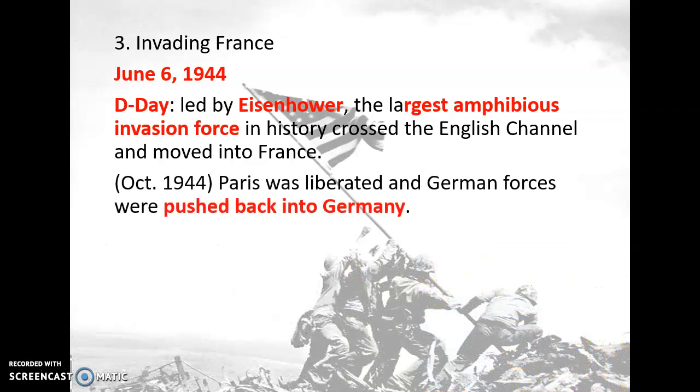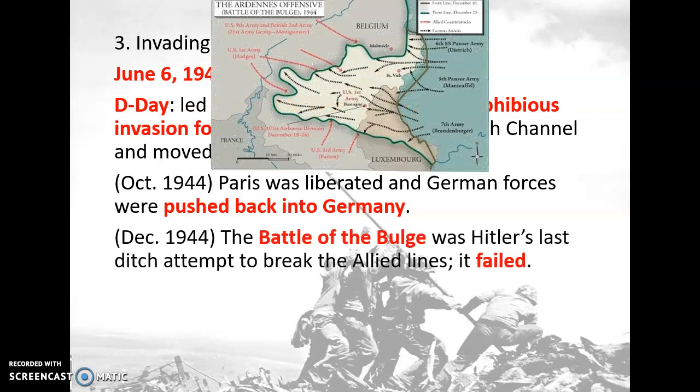In October of 1944, Paris was liberated and German forces were pushed back into Germany. Once Paris was liberated, German resistance collapsed rapidly. German forces fell back to the Rhine River, which is the border between Germany and France. In December of 1944, the Battle of the Bulge took place. This was Hitler's last-ditch attempt to break the Allied lines.